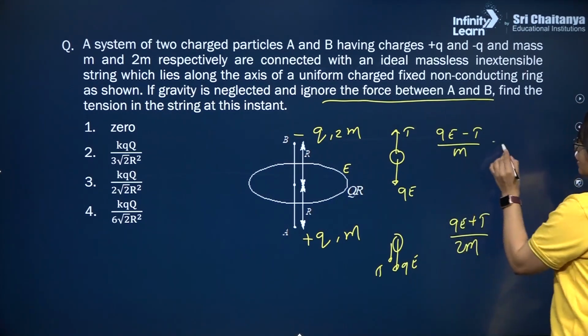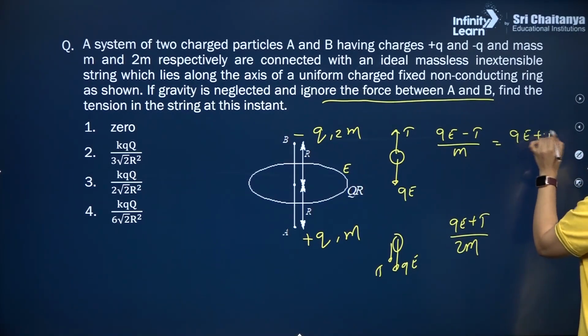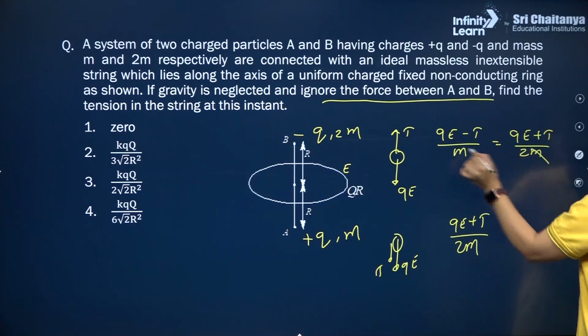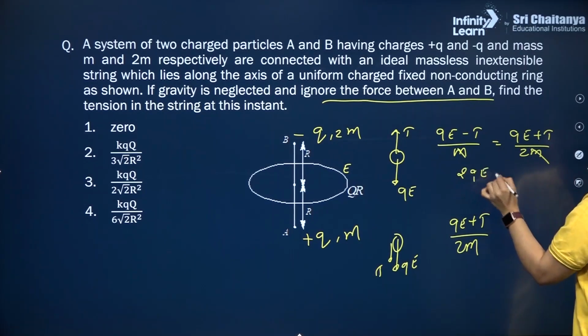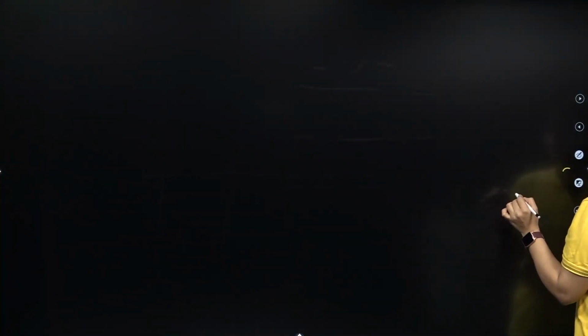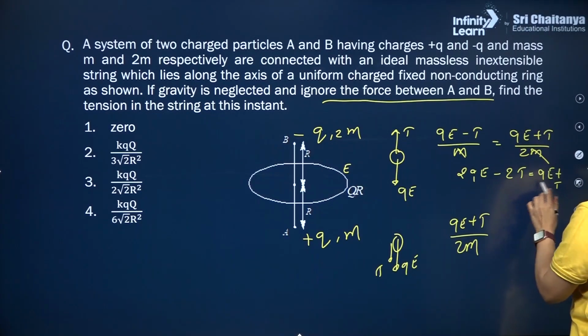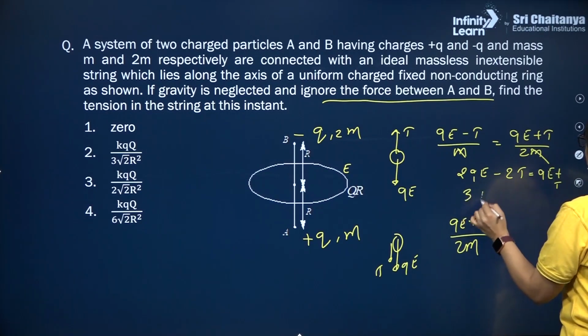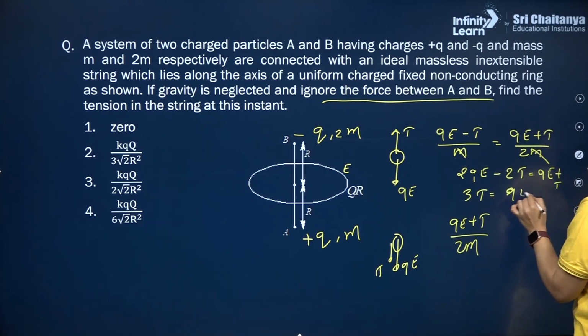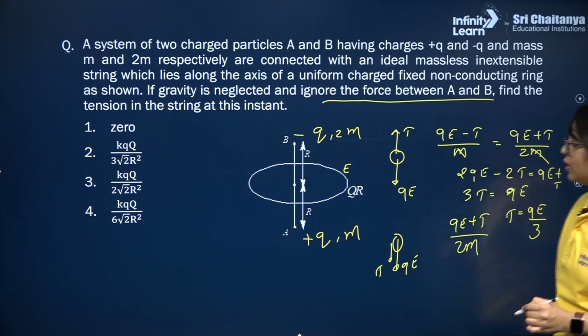So, these are equal, right. You can equate these two values: 2QE minus 2T is equal to QE plus T. So this will give you 3T is equal to QE. So, tension is QE upon 3.